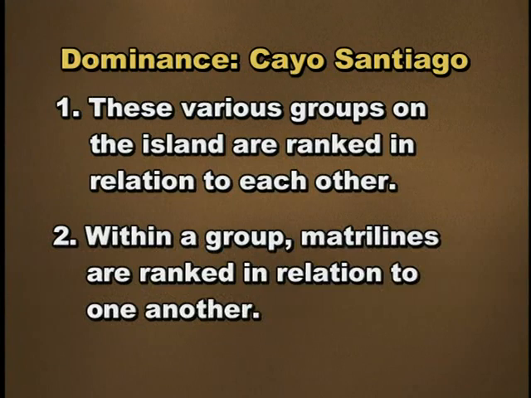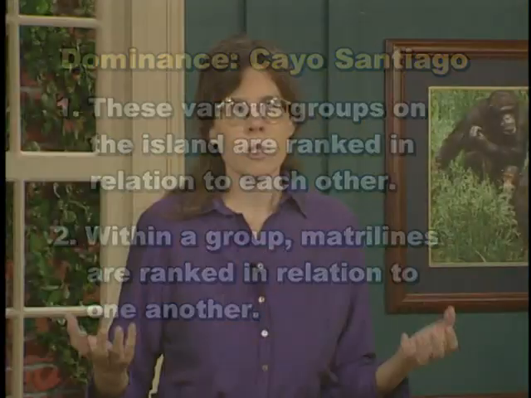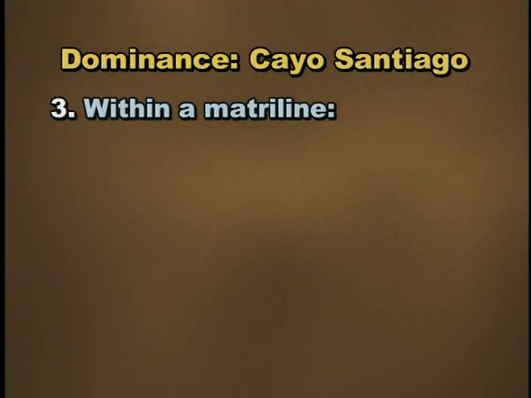Secondly, within a group, matrilines are ranked in relation to one another. And remember that a matriline is a group of related females. So a matriline would have grandmothers, mothers, aunts, sisters, all kinds of related females. So in this sense, defining a family as females, you get a kind of ladder or strata, if you will, of females in families that are ranked one against the other. And there's yet a third layer of dominance.